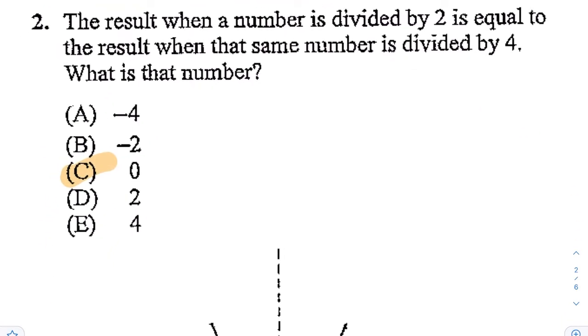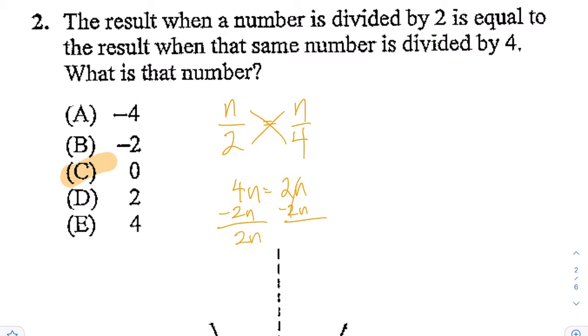Next, for question number 2, the result when a number is divided by 2 is equal to the result when that same number is divided by 4. What is that number? So here you have some number, which we don't know what it is. We can call it n. N divided by 2 is going to be equal to n divided by 4. So here if you cross multiply on both sides, you get 4n is equal to 2n. Here if you subtract 2n from both sides, you'll get that 2n is equal to 0. And when you divide by 2, you get that n is equal to 0. So it's going to be choice C. The only number where you've divided by 2 that's equal to the same number divided by 4 is 0.